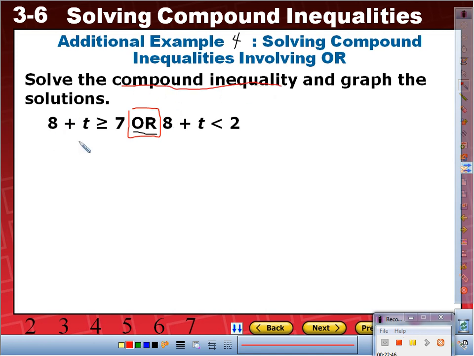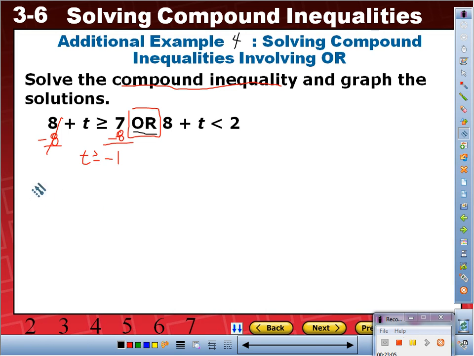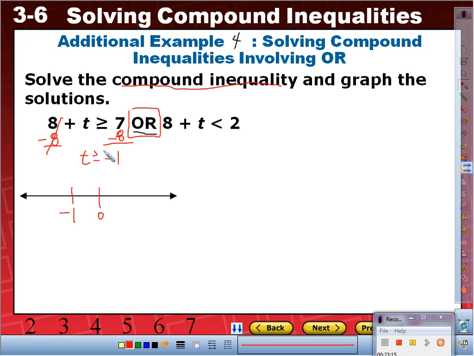Check this out. I'm going to solve the first part of the compound. To solve this, I need to leave t by itself, so I do what? Subtract 8 from each side. I'm left with t is greater than or equal to -1. So simplify, isolate, plot. I'm going to plot this. 0, -1 is right here. And I'm going to graph that in red. Does it include the -1? Yes, so I plot my point. T is greater than that. All the numbers to the right.